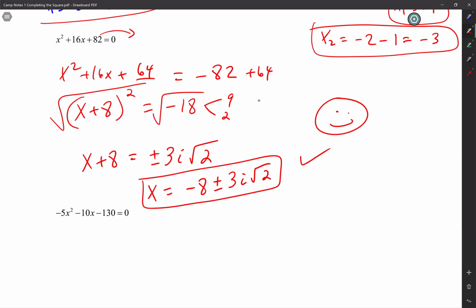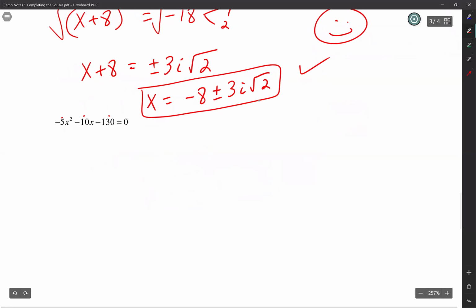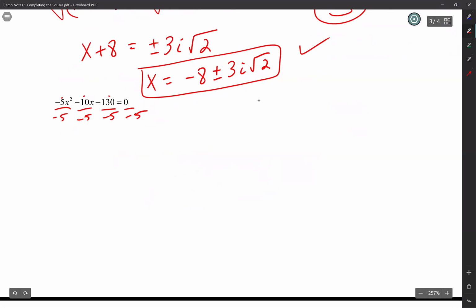All right, here we go, guys. Let's go to the next one. And yes, I see 5, 10, 130. So let's see if we can do this without a calculator. I'm going to divide everything by -5. And notice we haven't used the calculator yet, guys, so I think we're pretty good. So let's see, x squared plus 2x.